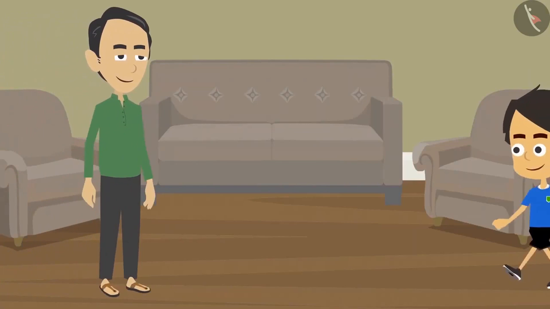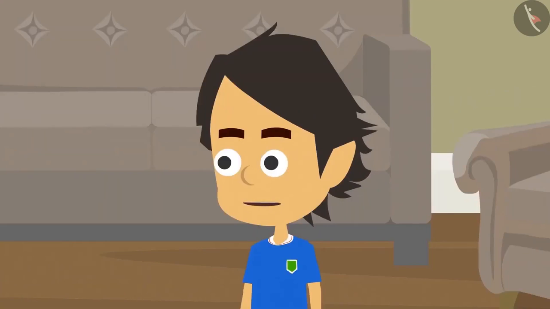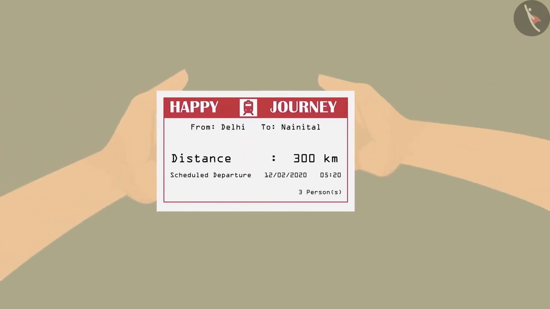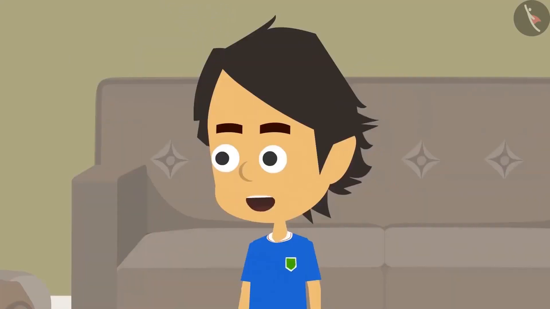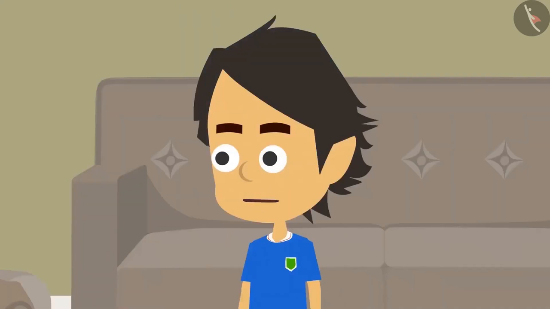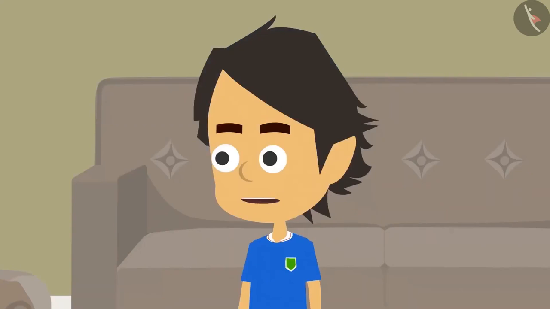Ayushman? Yes, Papa. This time we are going to Nainital on a trip. Oh, really? Yes, see, this is the train ticket. Let me see. How far is it? It is approximately 300 kilometers from here. 300 meters? No, Ayushman, 300 kilometers. What does kilometer mean? In our class, they only taught us about meters.